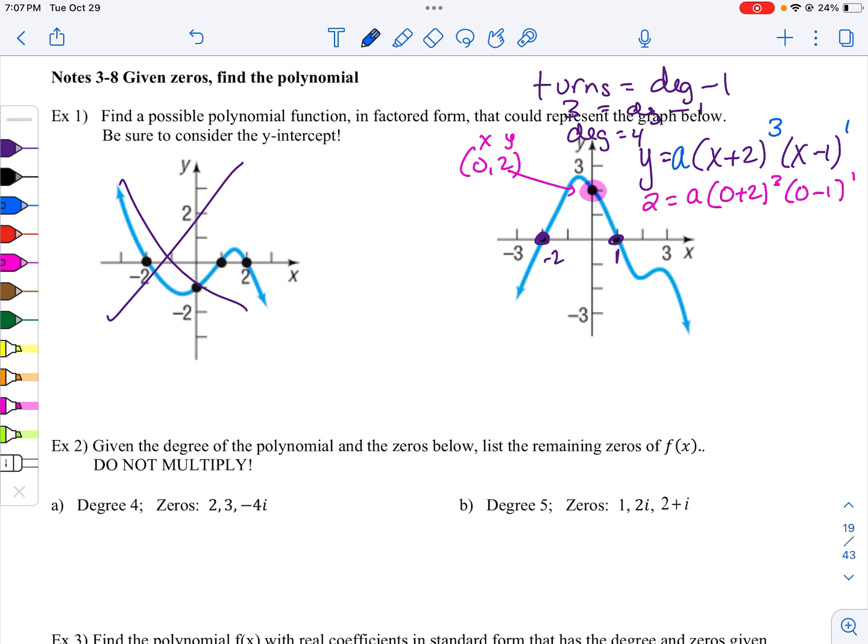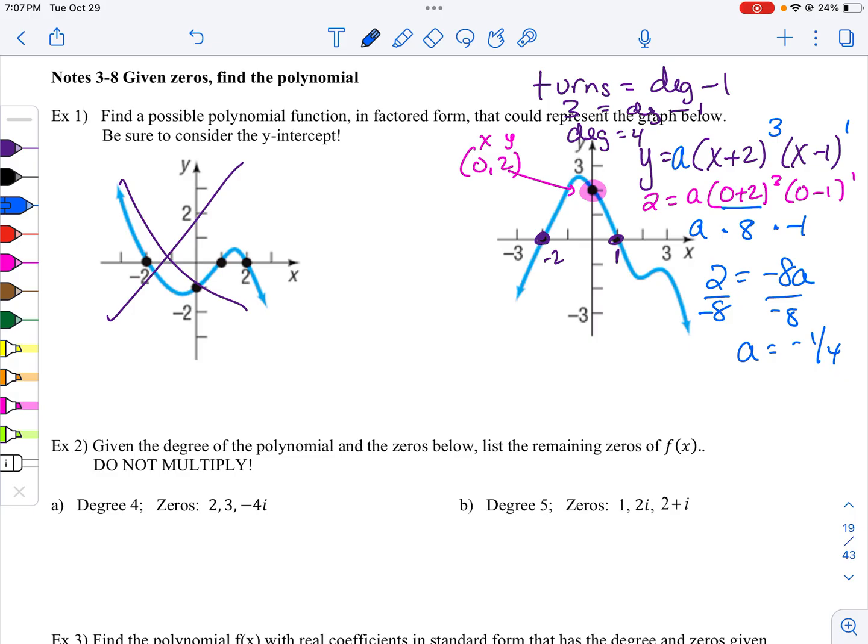If I keep doing the math and simplifying here, I've got 0 plus 2 to the third power, so that gives me 8. Then 0 minus 1 to the first gives me a negative 1 times that a in front. So I've got 2 equals negative 8a. If I divide both sides by negative 8, that gives me the a value of negative 1/4.